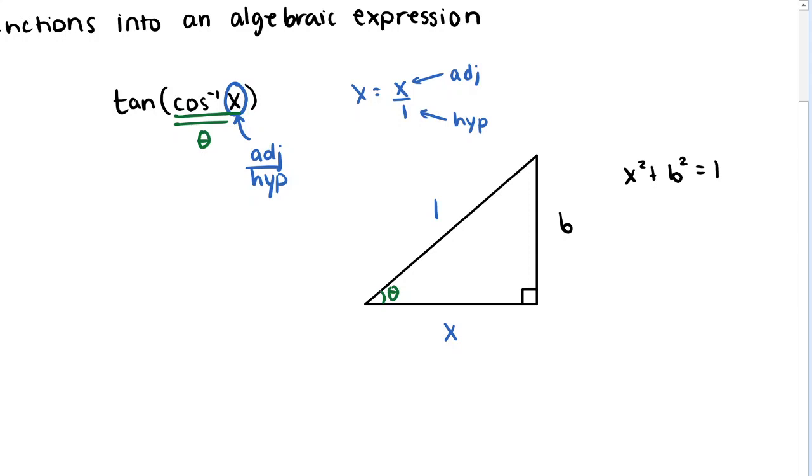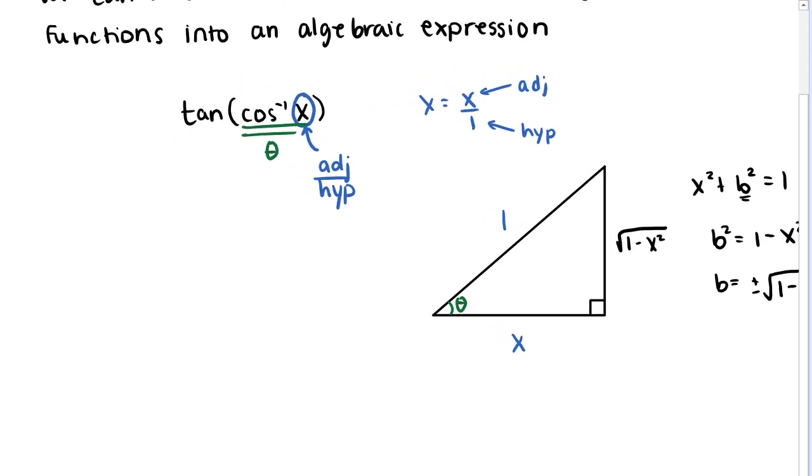And so here, we're looking for this missing side length b, so we want to solve or isolate this b. So let's subtract x squared from both sides, giving us b squared is equal to 1 minus x squared. And that would make b equal to plus or minus the square root of 1 minus x squared. And so here, again, we're looking at the side length of some right triangle, so I'm just going to leave it as the square root of 1 minus x squared.